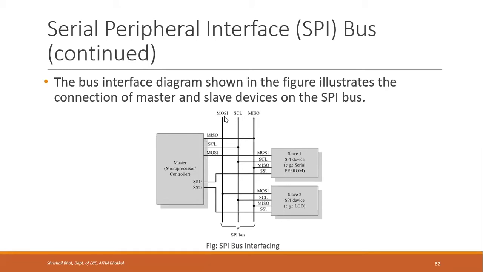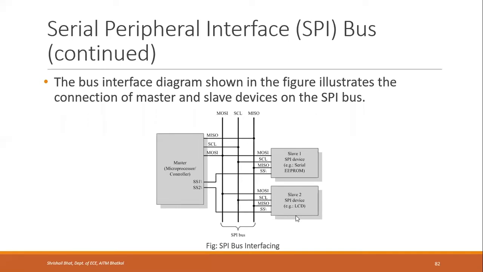You can see here the MOSI line, the same thing. There is a connection to the MOSI pin of the master, that is the microcontroller, and to the same line you have connections to slave 1 and slave 2. Similarly, MISO has a connection to the master and both the slaves.